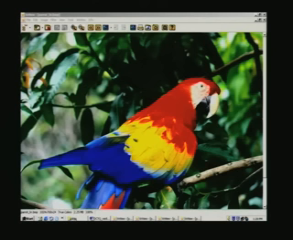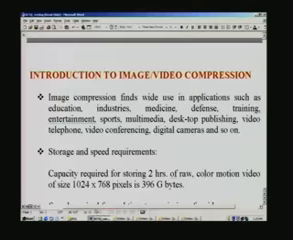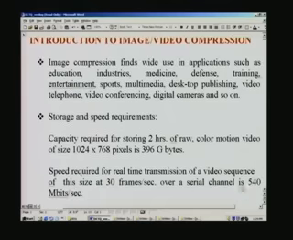So now what we are going to see is the design of DCT-Q, and an image such as this we are going to process. Before that, let us have an introduction to image and video compression. I will go through some of these points first and then explain later on.